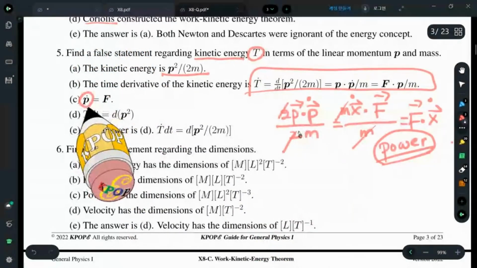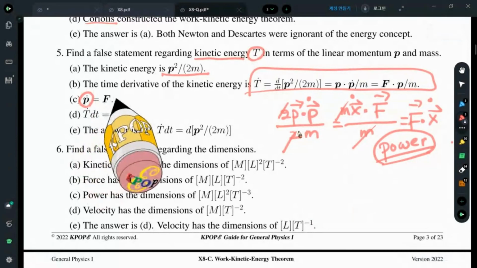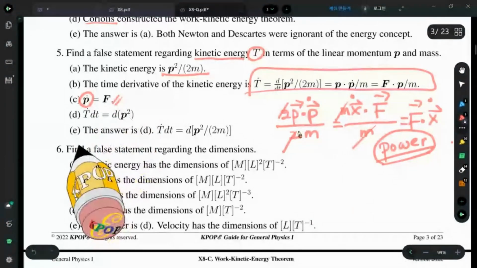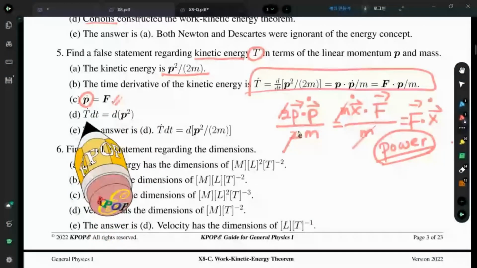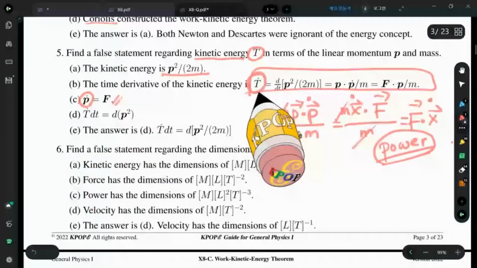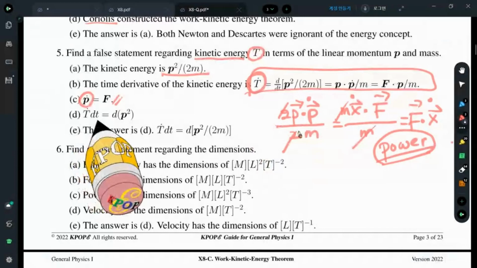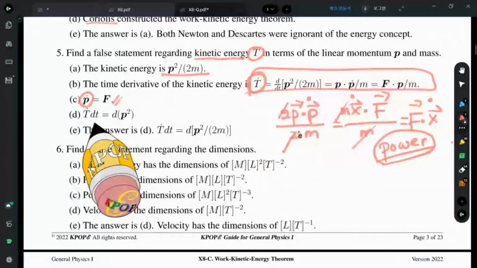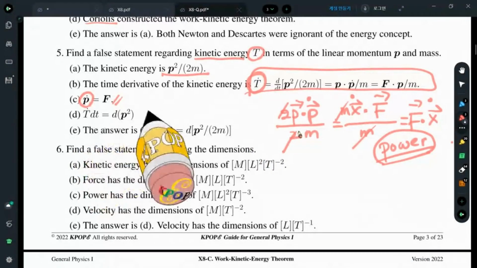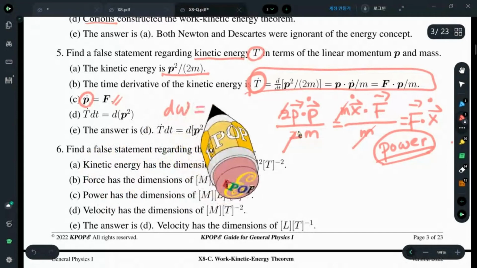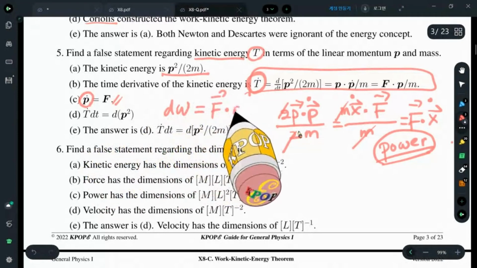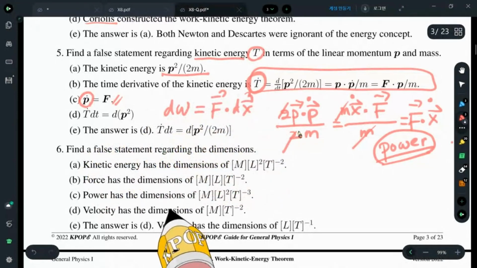P dot, the time derivative of linear momentum, is a force. Okay. T dot, this is power. Power multiplied by time differential, that is the dW. dW is F dot dx. So this is wrong.